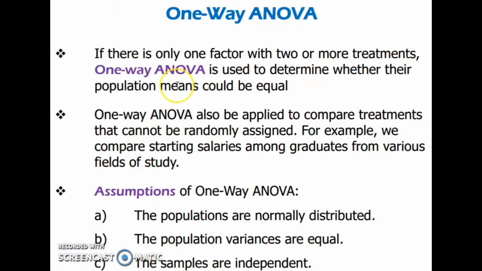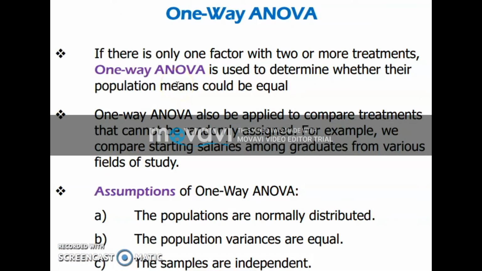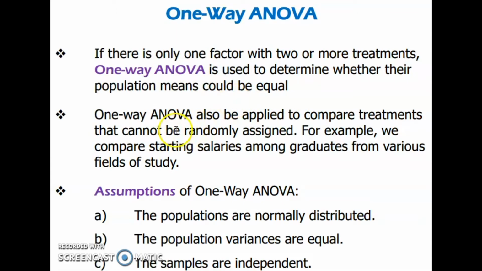If there is only one factor with two or more treatments, then one-way ANOVA is used to determine whether their population means could be equal. And a one-way ANOVA can be applied to compare treatments that cannot be randomly assigned.